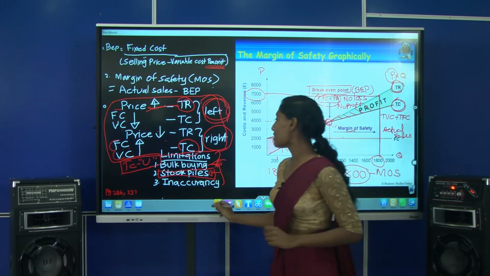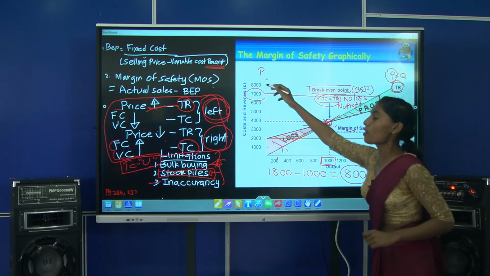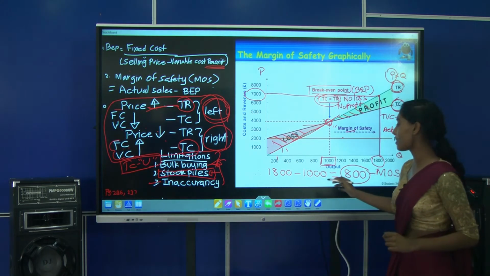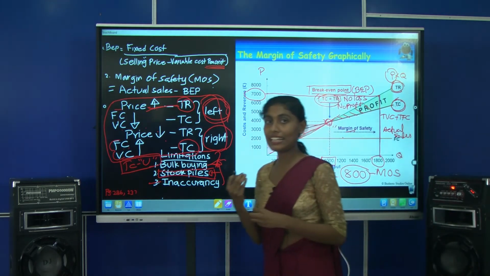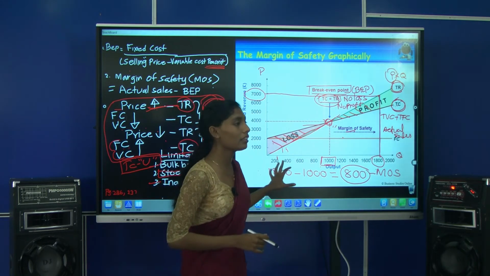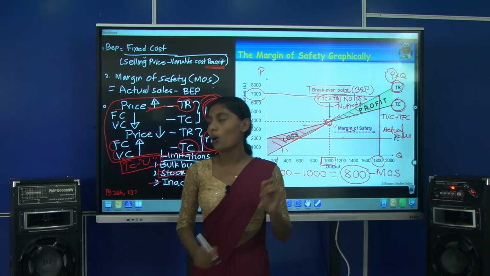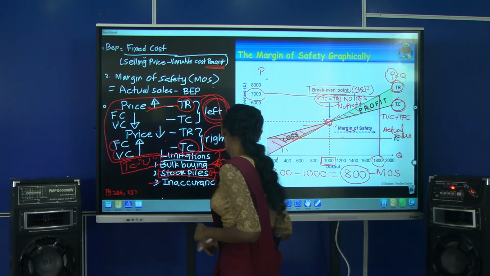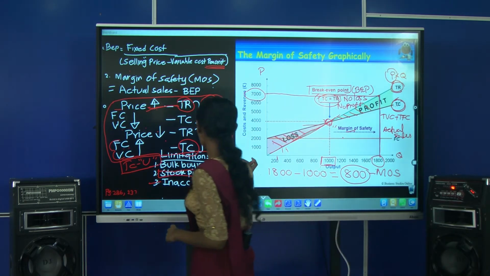Next one is the inaccuracy. The whole graph is based on the data and the statistics that the person gives. So when that person makes an inaccuracy in that data and statistics, the whole diagram, the whole analysis will be inaccurate. So all these things are the limitations. I hope you all can understand this.